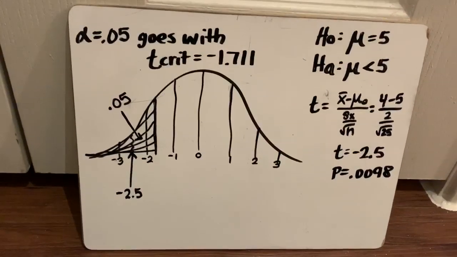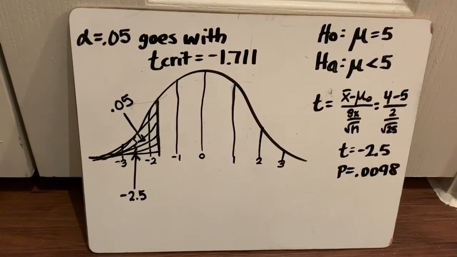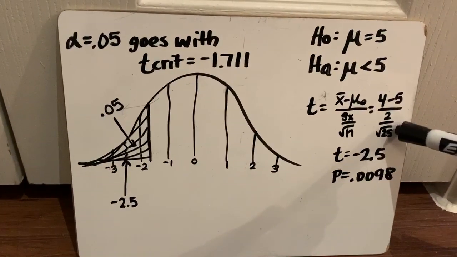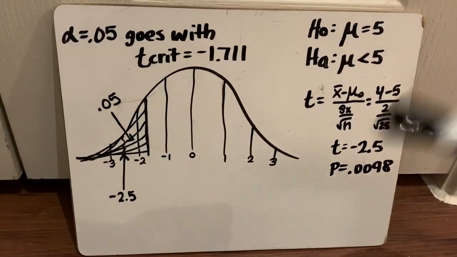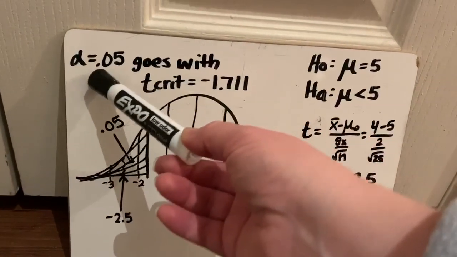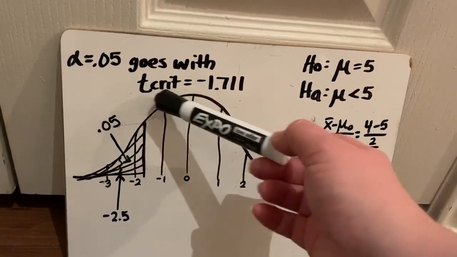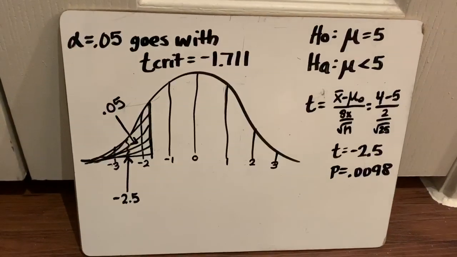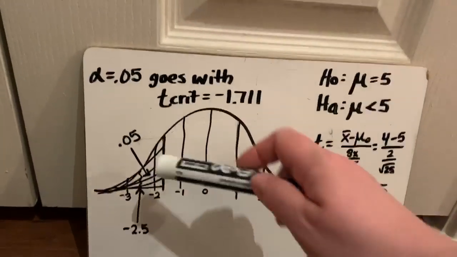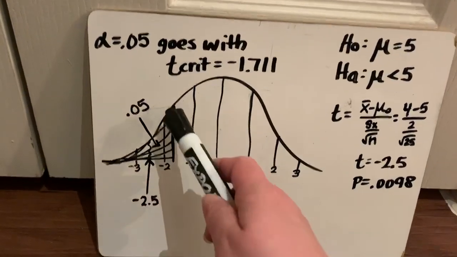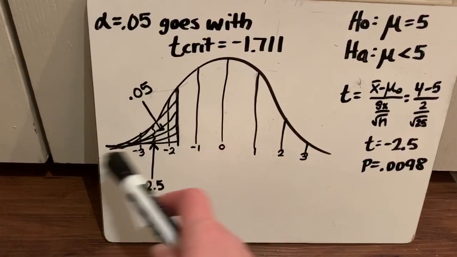And so I just use my calculator. If you had 24 degrees of freedom, remember that our sample size was 25, and degrees of freedom is always sample size minus 1. So with 24 degrees of freedom, if you want your critical region to be 0.05, then your t critical would be negative 1.711. So I've marked that here with a bold line, negative 1.711, and shaded in everything to the left of that.